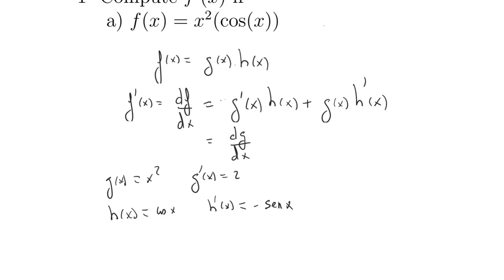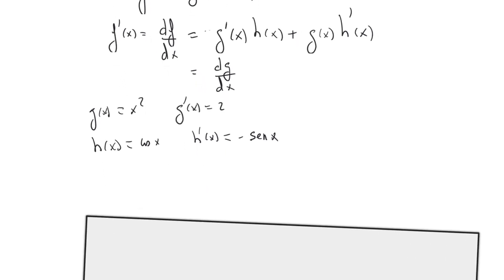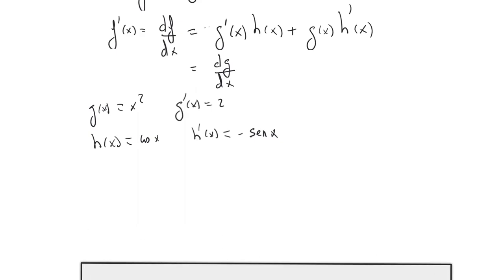The minus sign here is the correct sign for the derivative of cosine of x. So the derivative with respect to x of the product x squared cosine of x is the derivative of the first, 2x, times the second, cosine of x, plus the first, x squared, multiplied by the derivative of the second, minus sine of x.